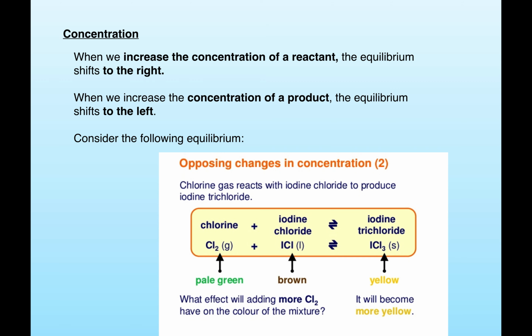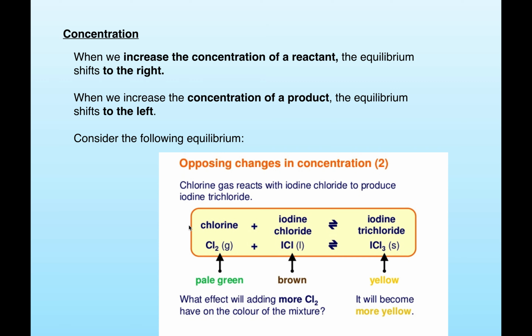So if we mix chlorine with iodine chloride, then they'll start to react to make iodine trichloride, as shown in the equation. Now, if we leave this for long enough, an equilibrium will be set up. So each of the amounts of these three chemicals, the two reactants and the one product, will be constant over time. Chlorine is pale green, ICl, iodine chloride, is brown, and iodine trichloride is yellow.